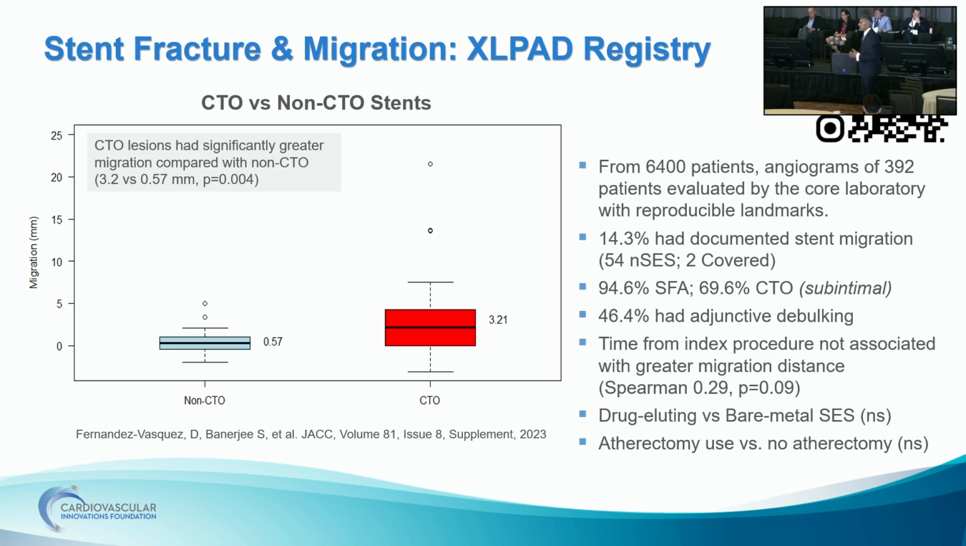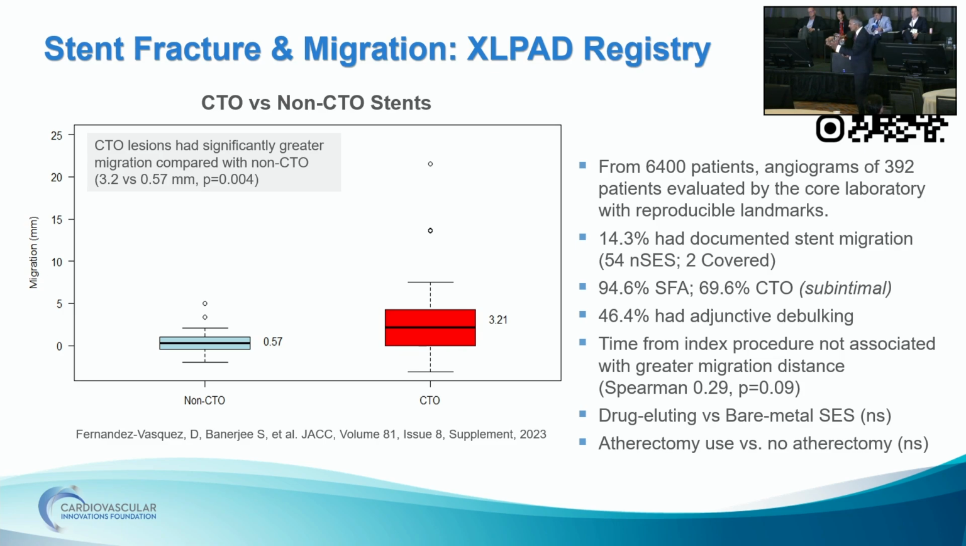Now, this paper is in progress, so I won't be able to give you all the details, but this is a comparison of 392 patients from 6,400 patients that have core lab adjudication within the registry. And the reason these patients were selected is because the XLPAD registry does not require repeat angiograms. But if patients have had repeat angiograms and they have been submitted and they have a reproducible landmark from where the stent migration could be measured, these are only those select cases. So it is not an incidence. This is just a reporting proportion of cases because I do not know the denominator.